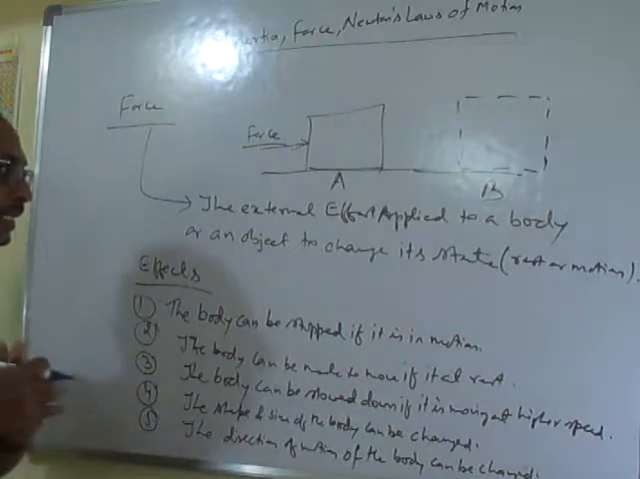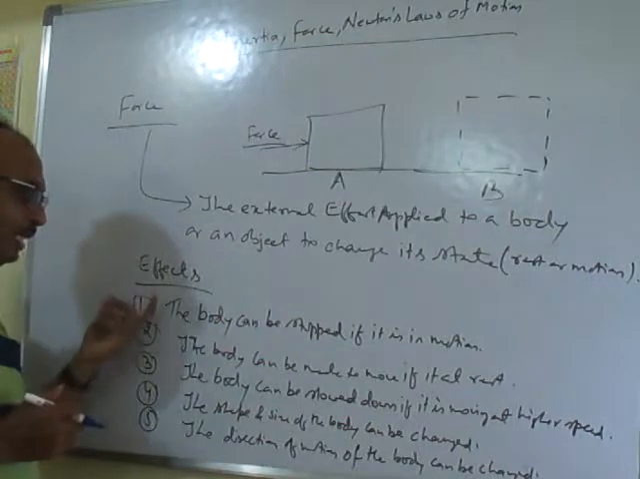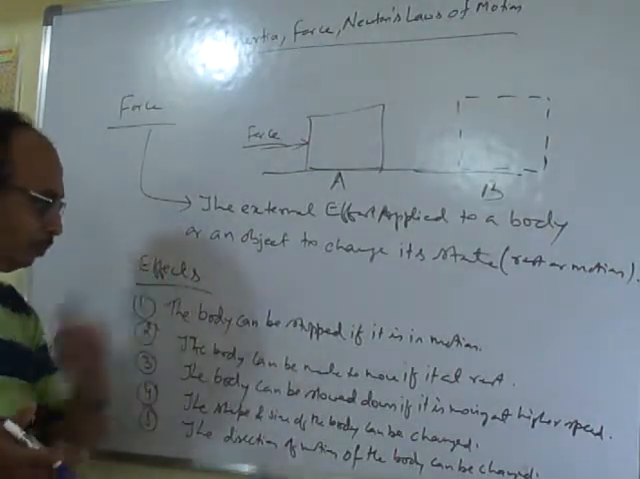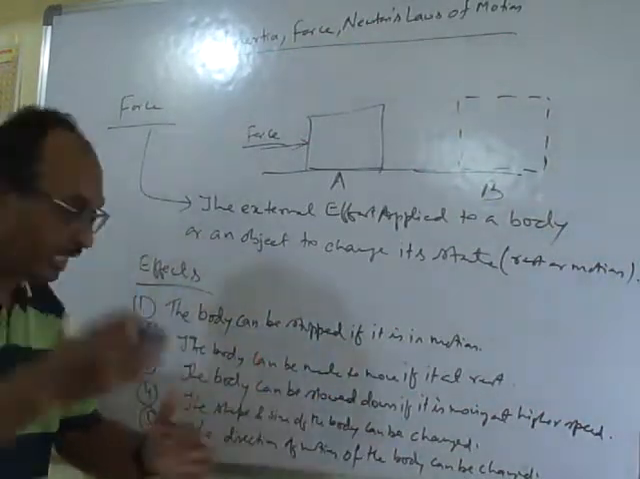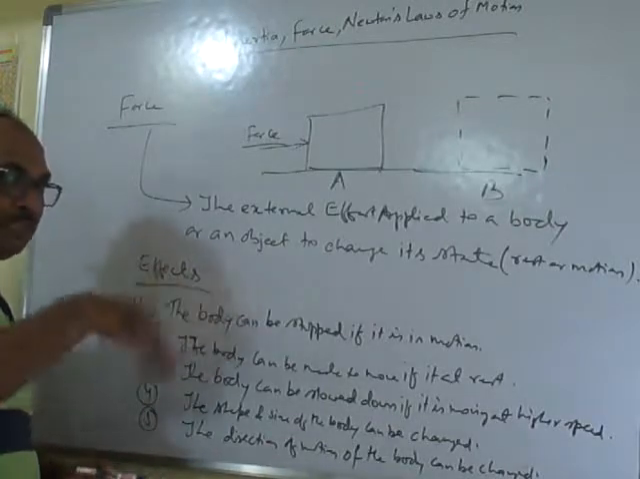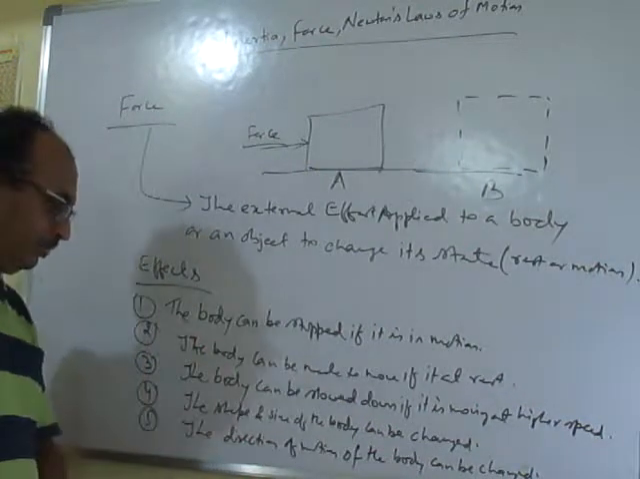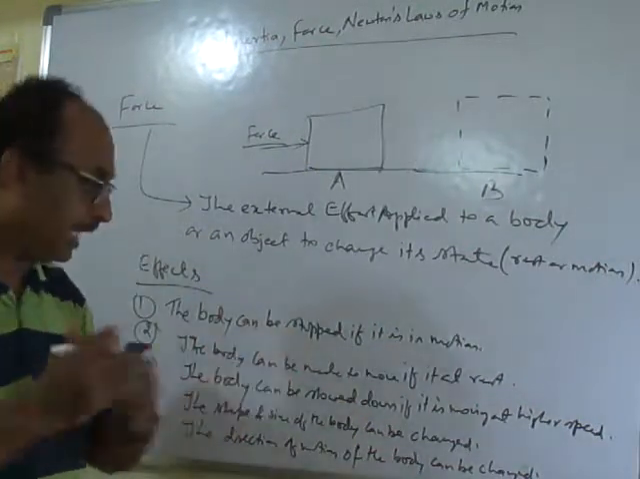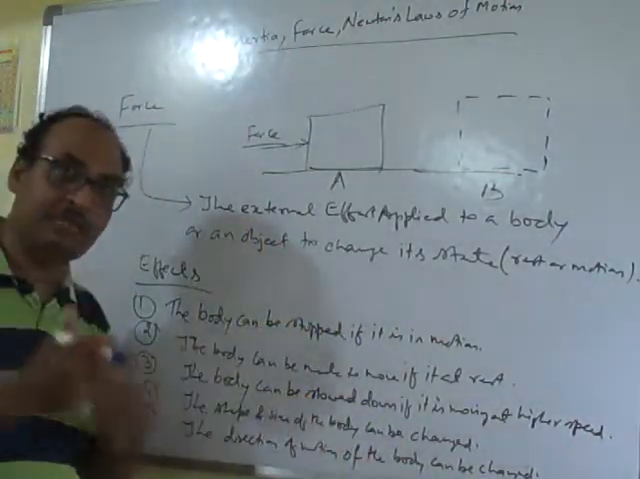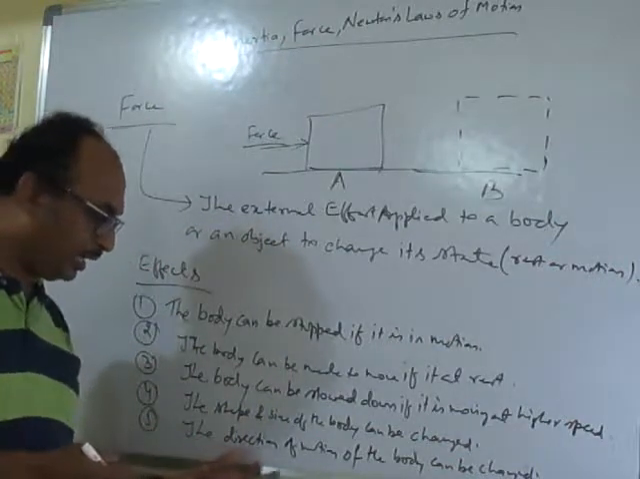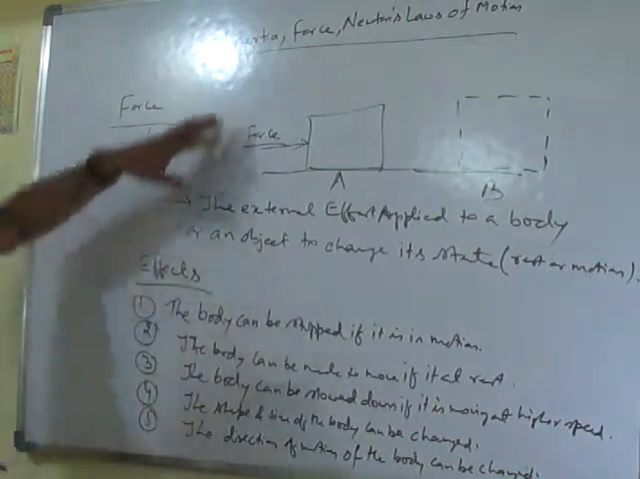Force is an external effort applied to a body or an object which can change its state. What will be its effect? The body can be stopped if it is in motion. The body can be made to move if it is at rest. The body can be slowed down if it is moving at higher speed, or vice versa, if it is moving at slower speed, it can be accelerated. The shape and size of the body can also be changed if we apply a pushing, compressing, or tensile force. The direction of motion also can be changed.